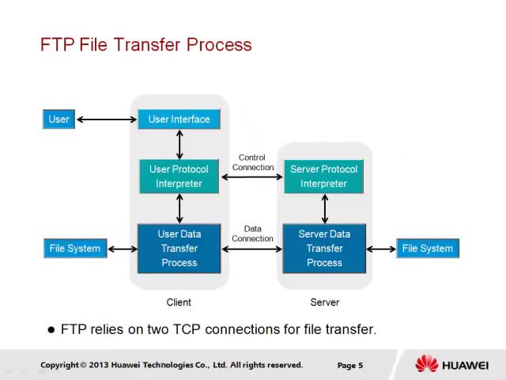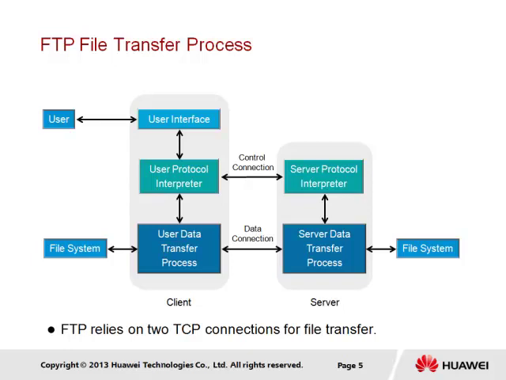Communication between the client and server works on the principle of two connections. The first of these is the control connection that is established for communicating instructions. The control connection is established over TCP port 21, and communication occurs between protocol interpreters on the client and server. The user protocol interpreter is used to initiate the connection to the FTP server, and once established, will send FTP commands and interpret the received replies.